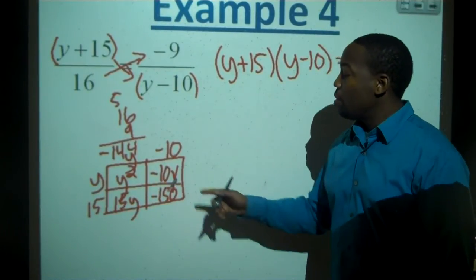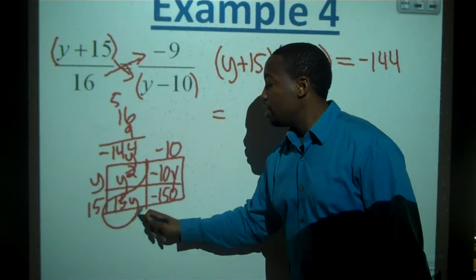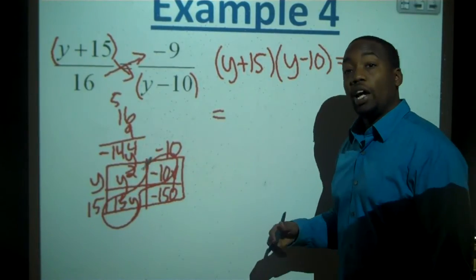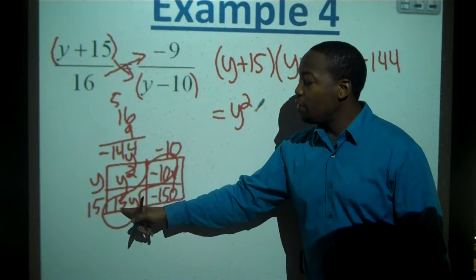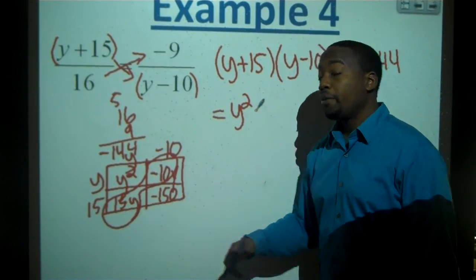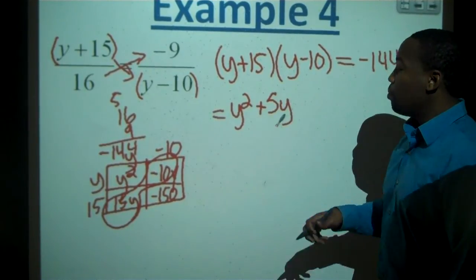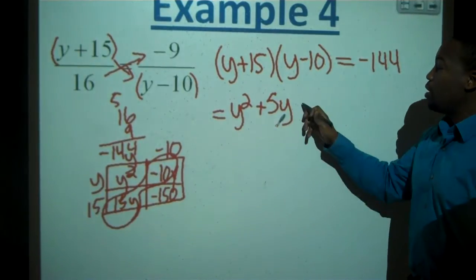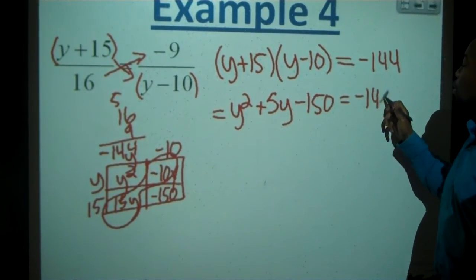Now from here, my answer will be simplified. I got to add the ones in the middle of this, the like terms, right? So this will be y squared, negative 10 plus 15y is going to give me a positive 5y. And then I got to bring down my negative 150 is equal to negative 144.